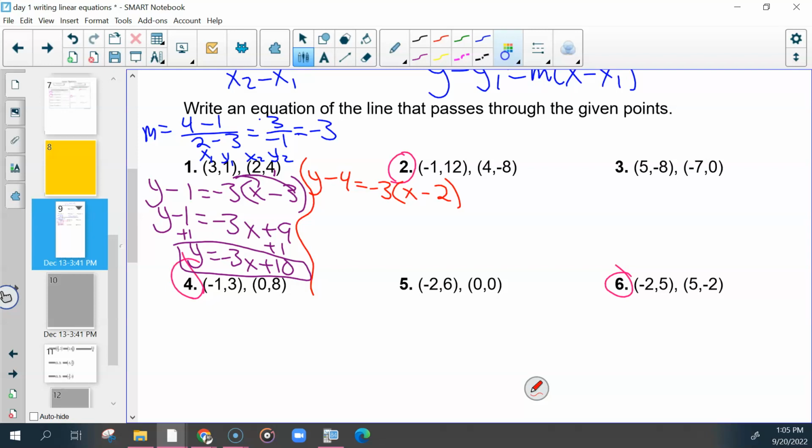And then solve it. So y minus 4 equals -3x plus 6. Again, be careful with your signs. We could add 4 to both sides. Y equals -3x plus 10. Again, you get the same answer, just done a different way.